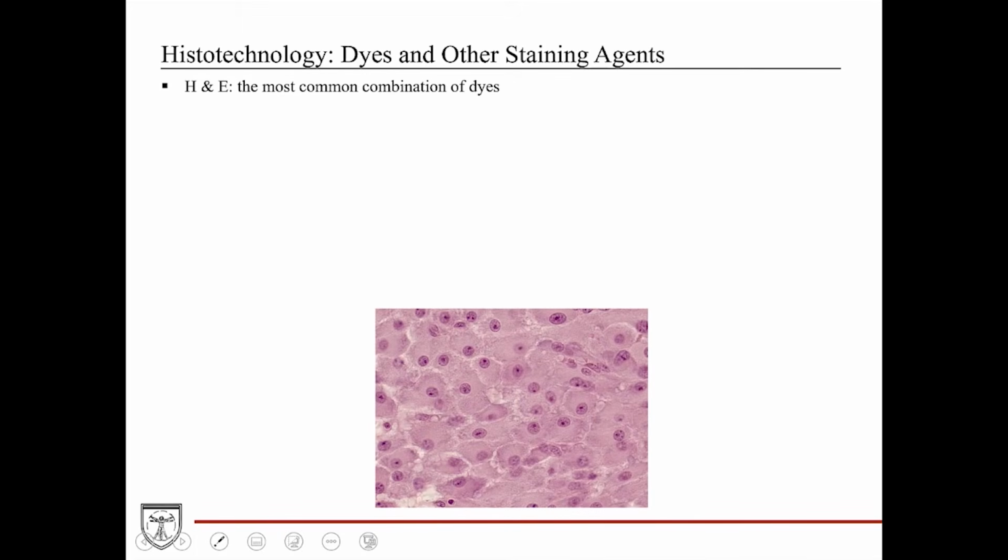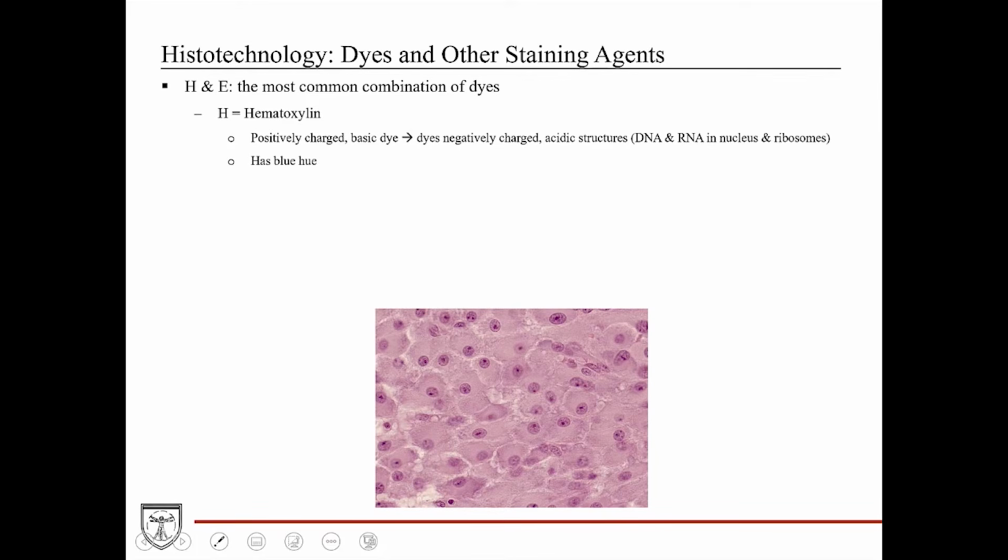First, we have H&E, which is the most common combination of dyes, where H stands for hematoxylin. This is a chemical that is positively charged, which means they're basic in pH. So hematoxylin dyes the things that are negatively charged or acidic in nature, something like the DNA or RNA, which are rich in nucleus and ribosomes, and will stain well with the hematoxylin. This dye has a blue to purple hue, so in this image, identify the things that are purple to blue.